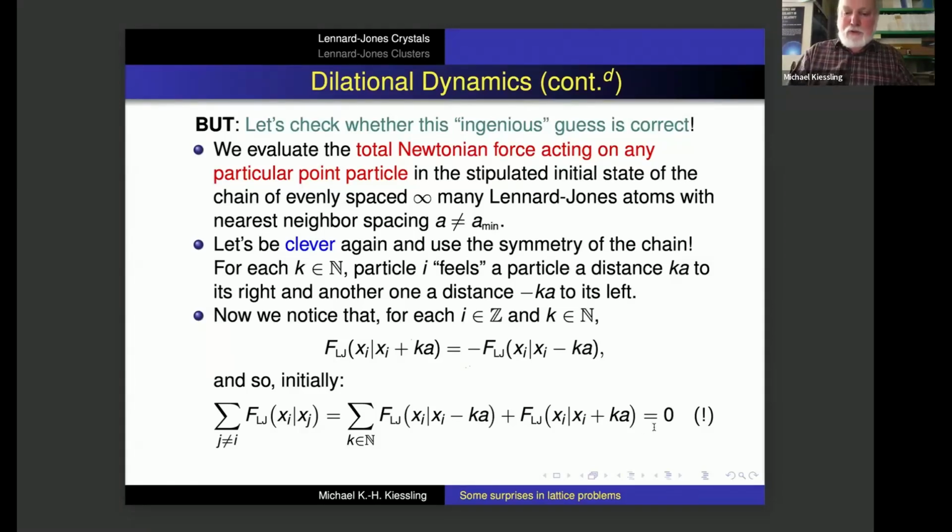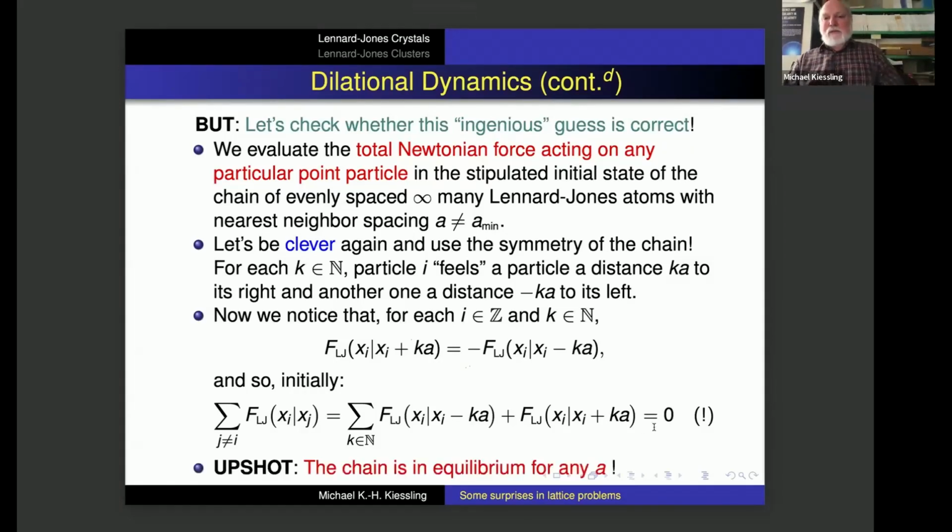So the total force on each particle initially vanishes. The chain is in equilibrium for any A, because the result doesn't depend on which I you picked, and it didn't depend on A at all.